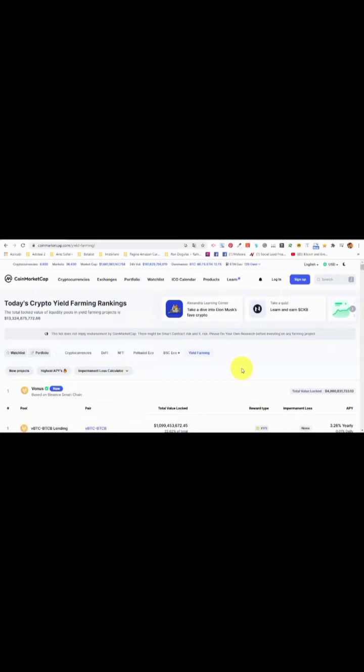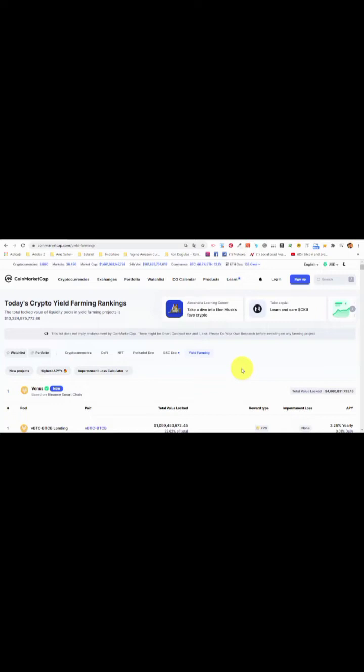Again, we are not giving you financial advice here. We cannot guarantee that you will earn money or lose money or anything like that. You also have to do your own research and make your own decisions. But these are potential methods with very good potential return rates. Now, yield farming, what is yield farming?